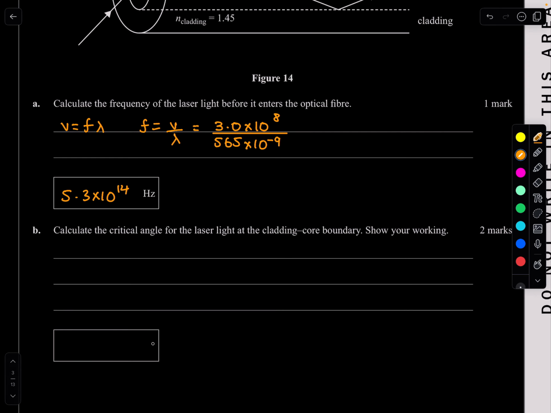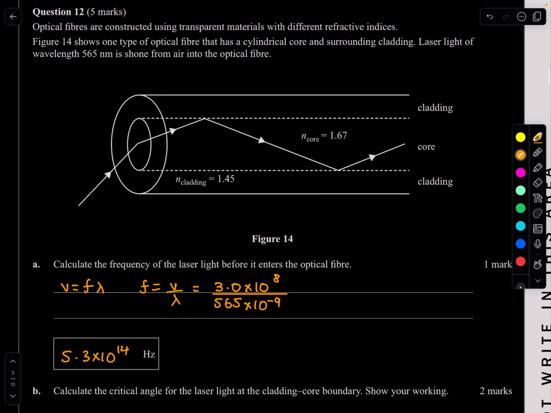Calculate the critical angle for the laser light at the cladding core boundary. Show your working out. So basically, now it's inside here, where it's core, and it hits a boundary where you can see it's totally internally reflected. But if we want to calculate the critical angle, if I draw a nice normal line here, this is the angle that we're trying to calculate, this critical angle. And to do that, it's very easy.